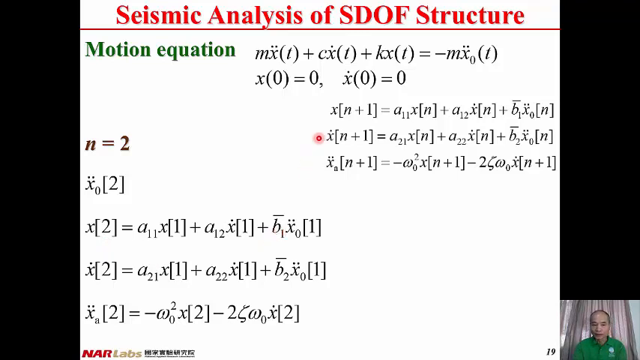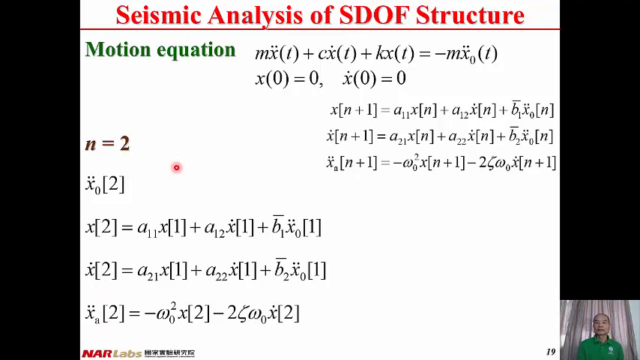And from the second equation, once we have the information at step 1 from the previous step, including the displacement x of 1, the relative velocity x dot of 1, the ground acceleration x0 double dot of 1, then we can compute the relative velocity at step 2. And from the third equation, once we have the information of displacement and relative velocity at step 2, then we can compute the absolute acceleration at step 2. Once we finish this step, we have the relative displacement, the relative velocity, and the absolute acceleration at step 2.